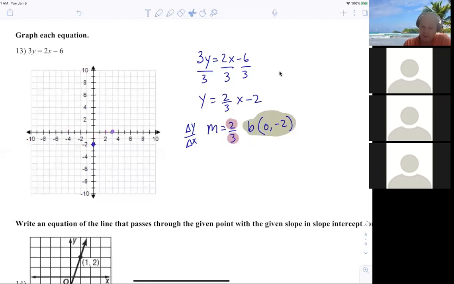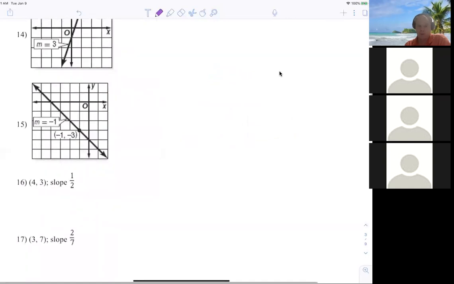All right, and now it's just safe to draw the graph. Anybody have any questions with how to graph? All right, let's continue on to 15.